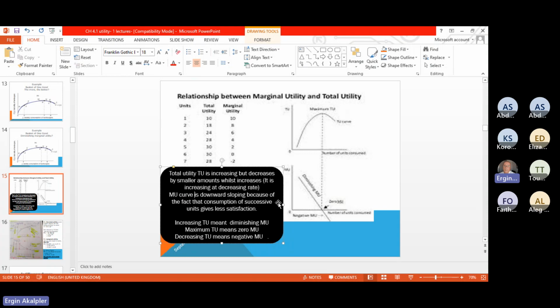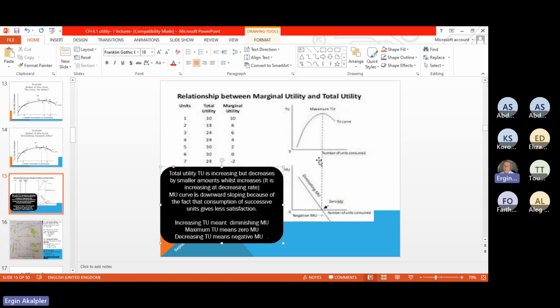The curve is downward sloping because the consumption of successive units gives less satisfaction, as I have mentioned to you. As much as you consume something like water, the first glass is the best, the maximum; the second glass is a little bit less, but it still satisfies; then the third, fifth, sixth, and you fill up and stop consuming. If you insist on drinking more, this will cause too much and maybe damage your health.